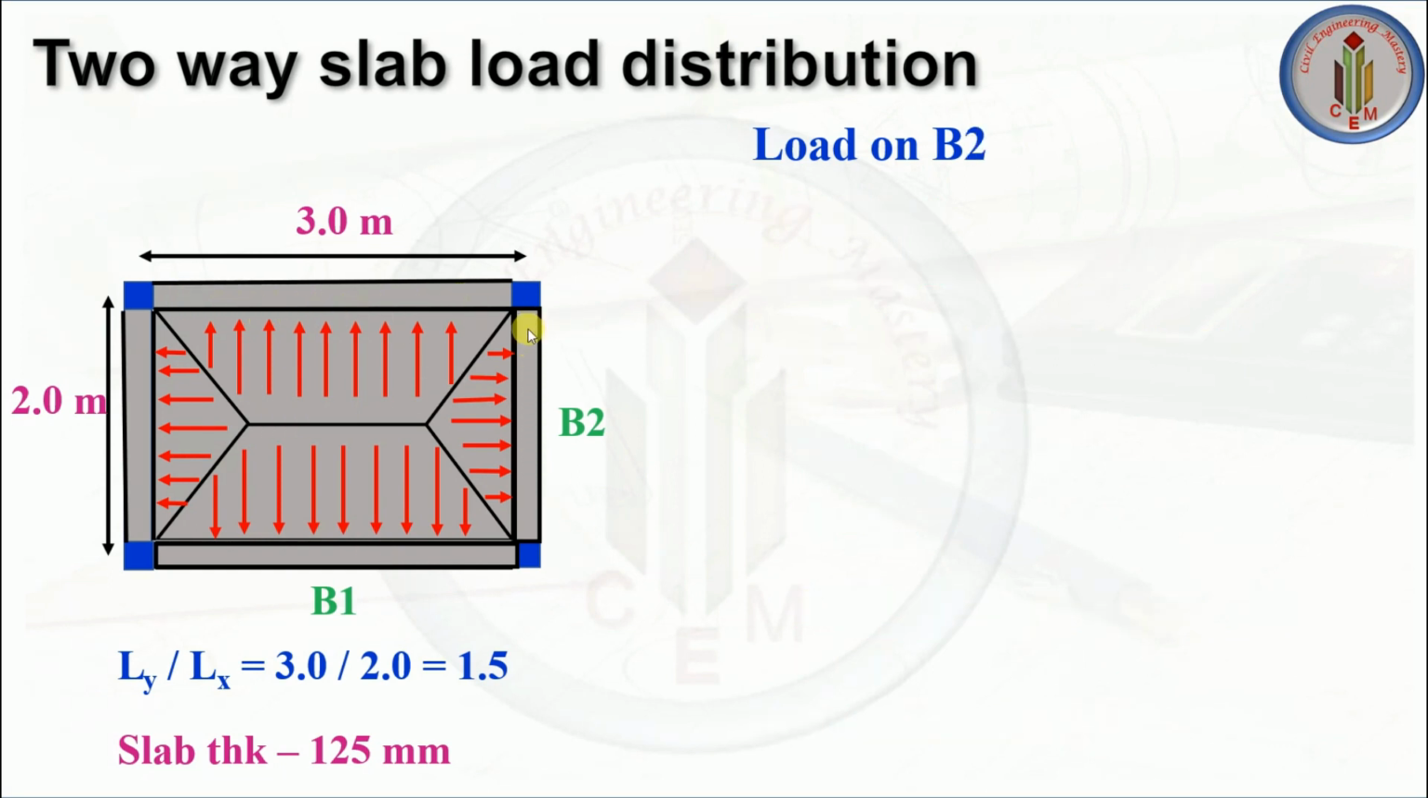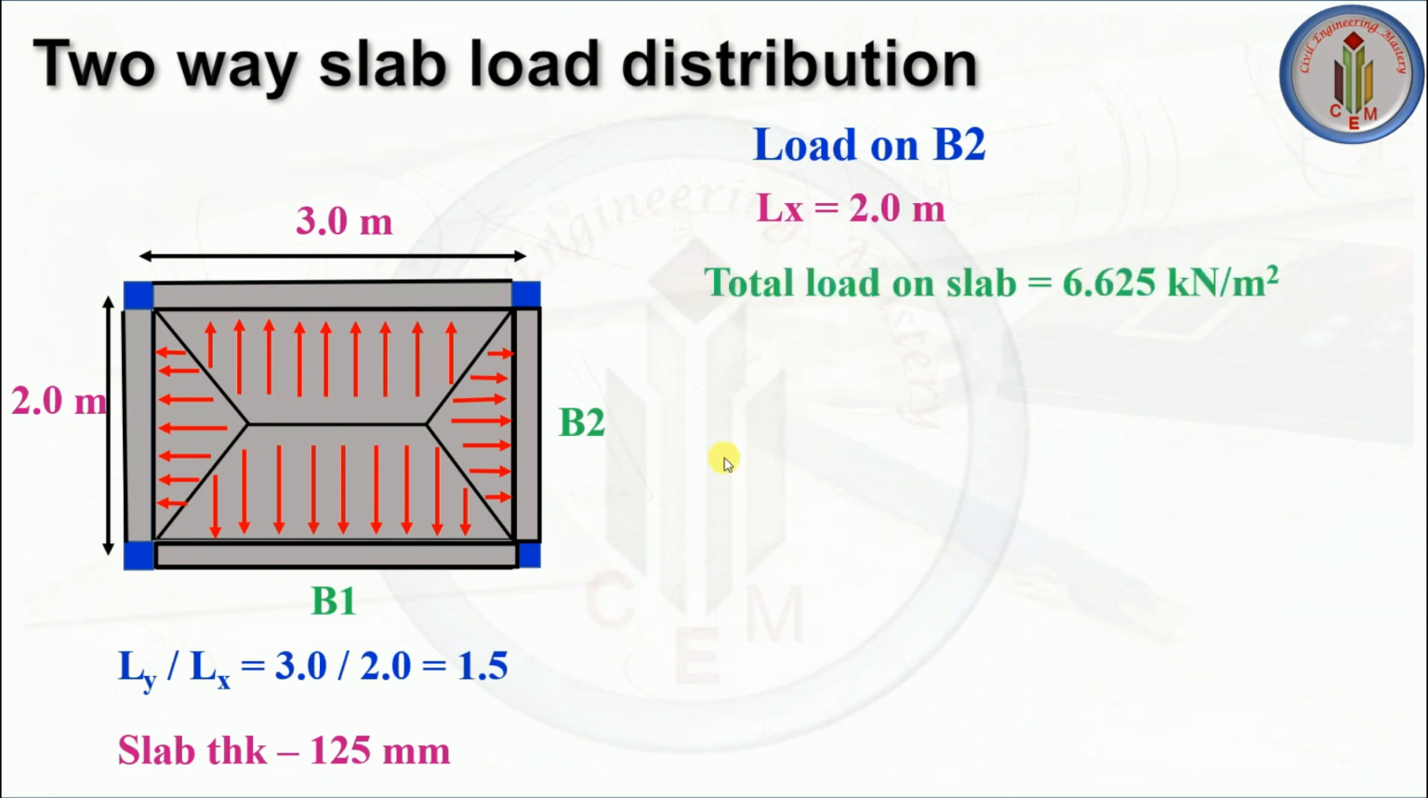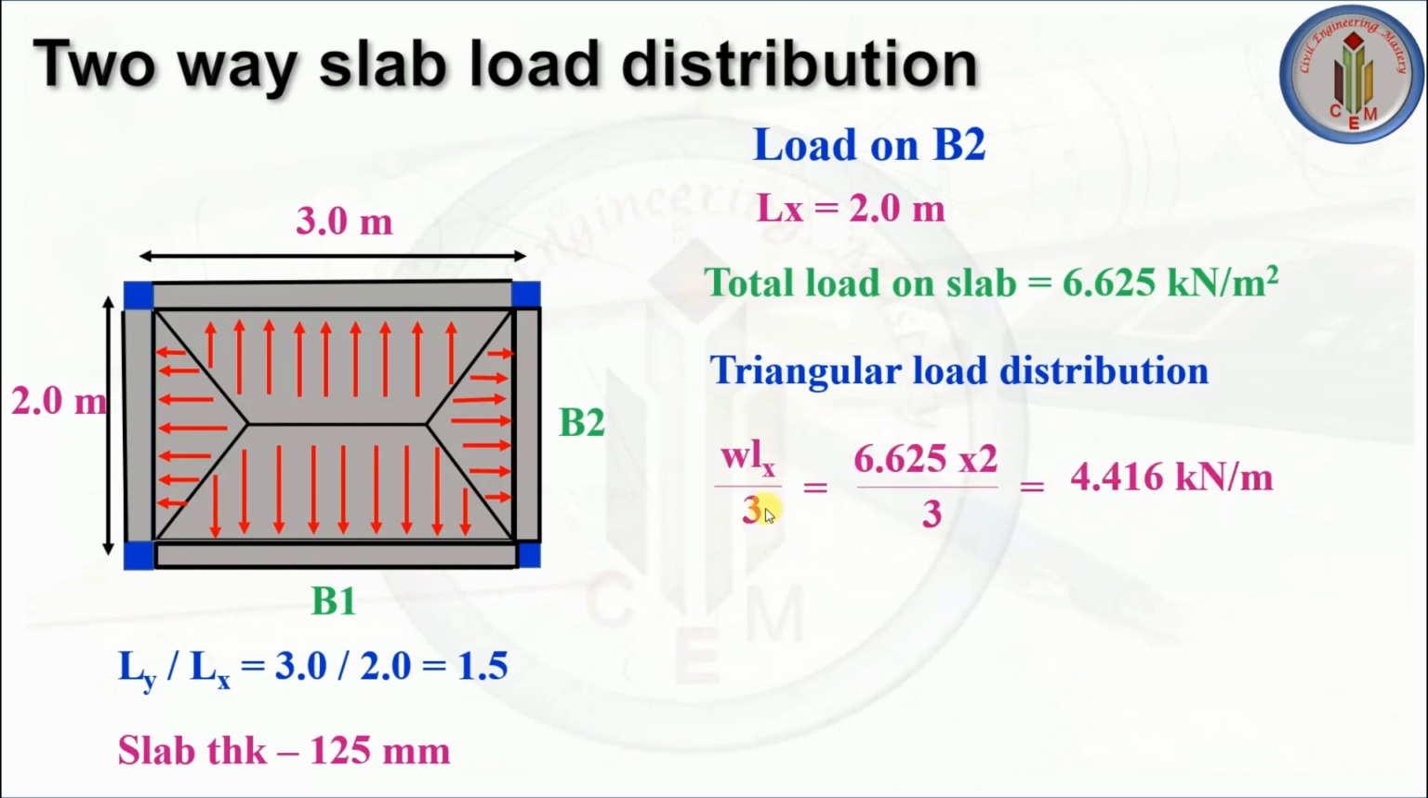Now let's calculate the load on B2. Lx is 2 meter. Load on slab is 6.625. Triangular load distribution is W Lx by 3. So this is the formula to calculate the triangular load. We know W is total load, Lx is the shorter span. So by calculating we get 4.416 kilonewton per meter. So load on beam 2 is 4.416 kilonewton per meter. Along with this we need to add the self weight of the beam as well. So this is how you have to calculate the two-way slab load.